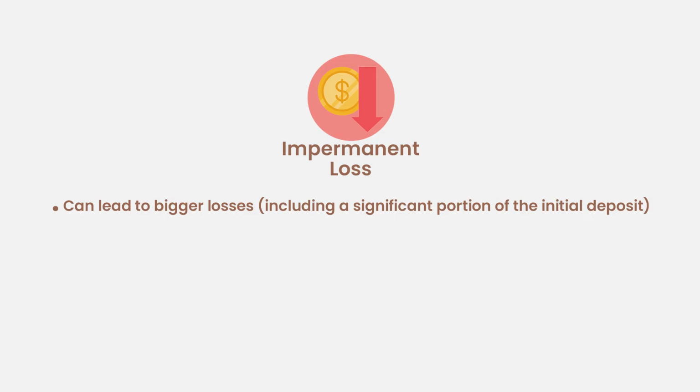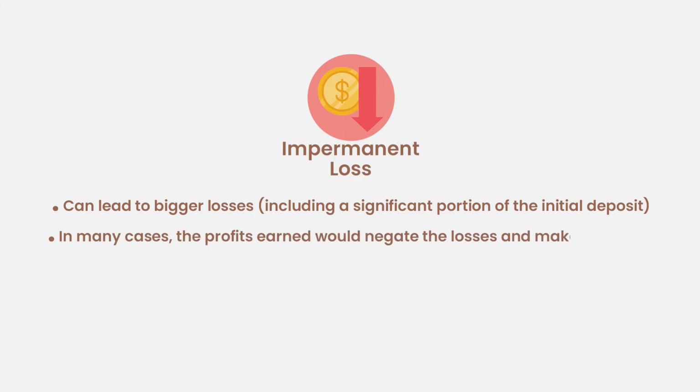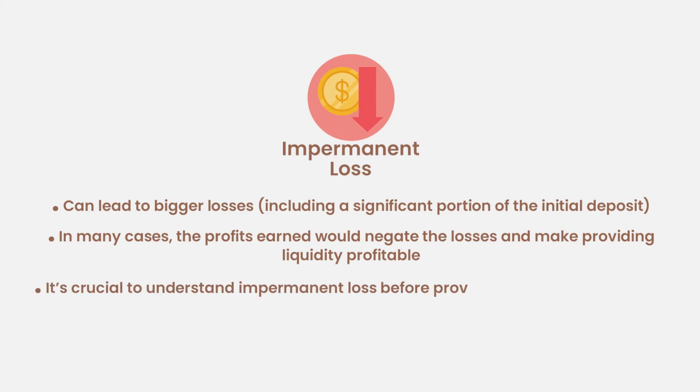Nevertheless, OB's example completely disregards the profits he would have earned for providing the LP tokens to a farm. In many cases, the profits earned would negate the losses and make providing liquidity profitable. Even so, it's crucial to understand impermanent loss before providing liquidity to ApeSwap.